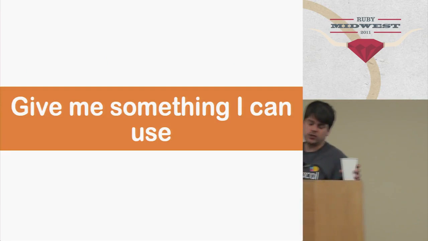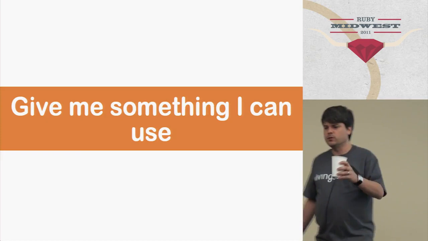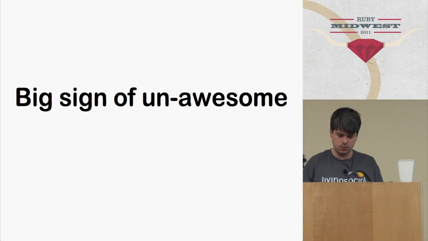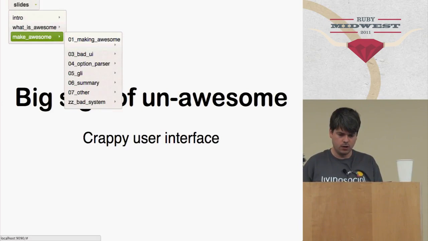So now let's talk about something real here. There are two signs of unawesome. One is being terrible at shelling out to the system, or so-called poor subprocess management.